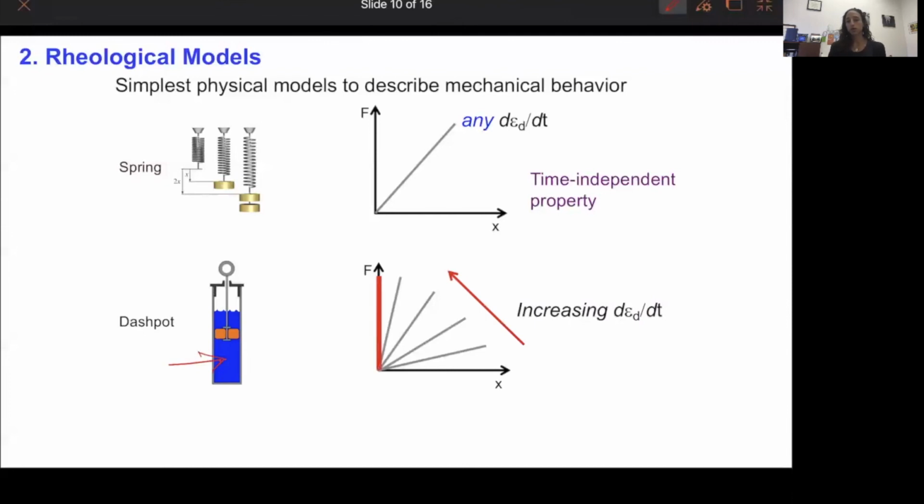Essentially, if we load infinitely fast, if we're able to apply the force immediately, what we're going to see is a response where the force shoots up to infinity, theoretically. So this behavior is our time-dependent behavior response, our viscous response. This is very important for describing the mechanical behavior of polymers as well as biological tissues.